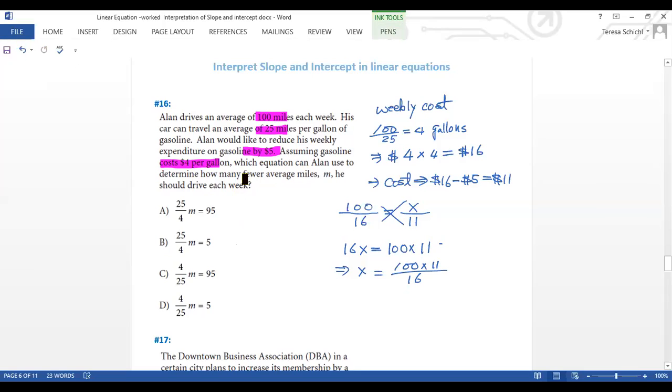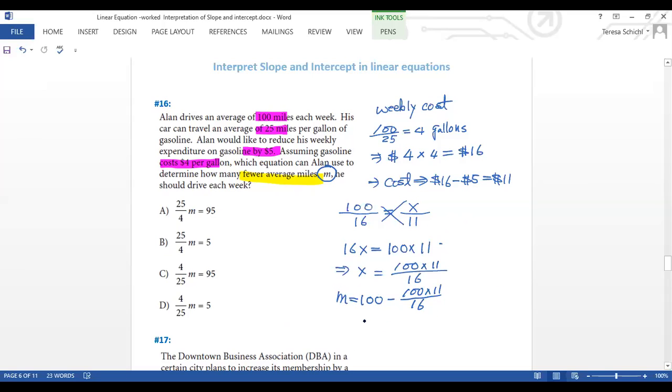They ask how many fewer miles he should drive each week. So this is how many miles he will drive for one week. We said the fewer miles, they want to use the m. So the fewer miles here will just be, originally Alan was driving 100 miles, correct? So now he's going to drive 100 times 11 over 16.